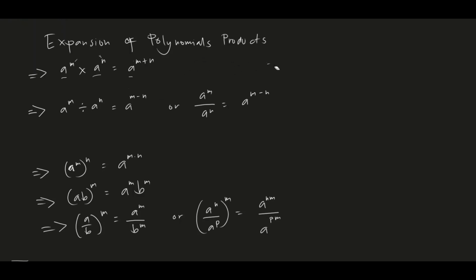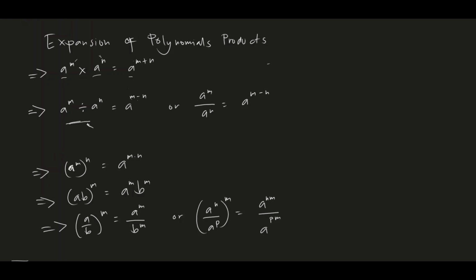Okay, so the second formula we have: a raised to the m divided by a raised to the n. That's the opposite of the first formula. It will become a raised to the m minus n. Also, a raised to the m divided by a raised to the n can also be written as this. So, a raised to the m divided by, or all over, a raised to the n, the result will also be the same: a raised to the m minus the exponent on the denominator.